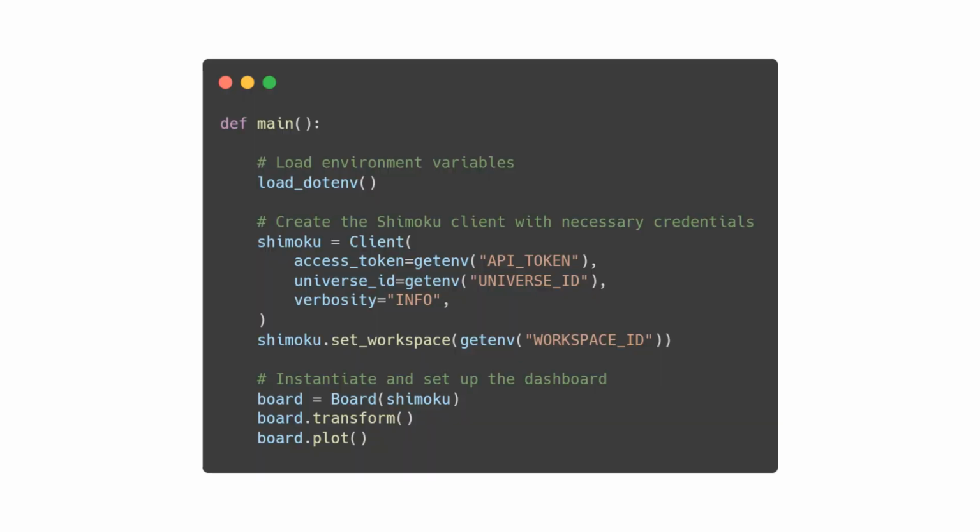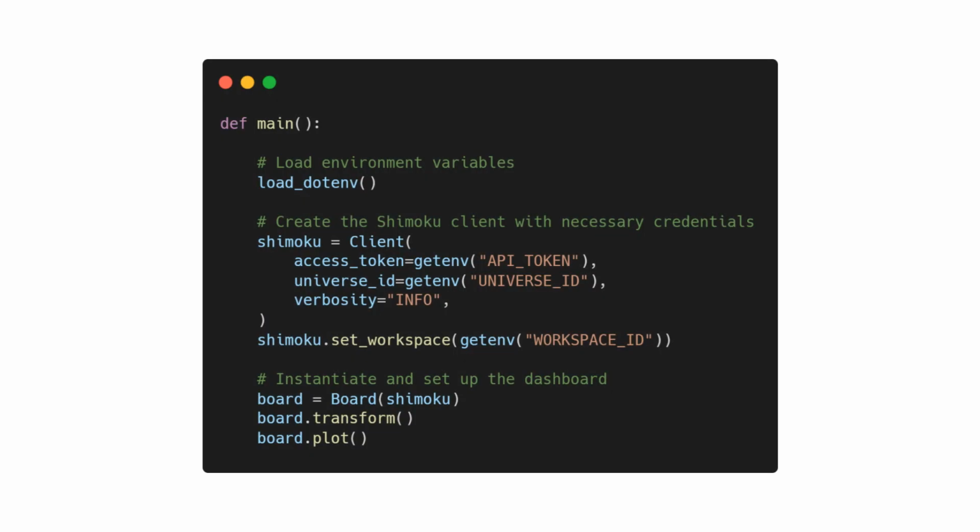Let's check the code. We are going to dive into the functions that plot the dashboard. The main function is where we initialize and plot the dashboard. This script initializes a Shimoku client and then creates and plots a new dashboard. Keep in mind that you should create a .env file and write your credentials in it before running the script.